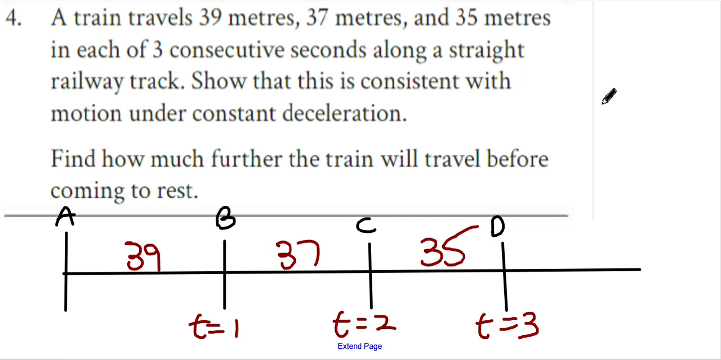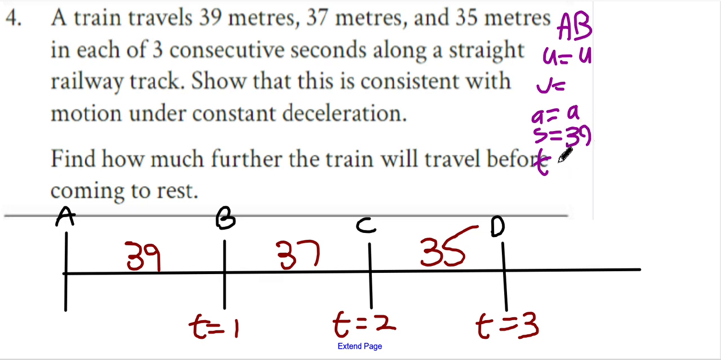If there was no deceleration taking place, u would be 39. But there's deceleration happening. Okay, so what happens is you go A to B and you go u, v, a, s, and a t value of 1. This is basically what I told you to do.